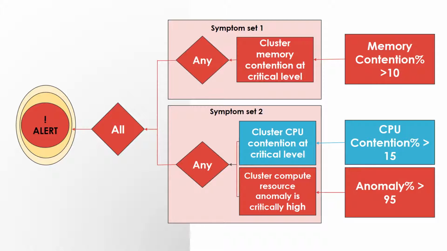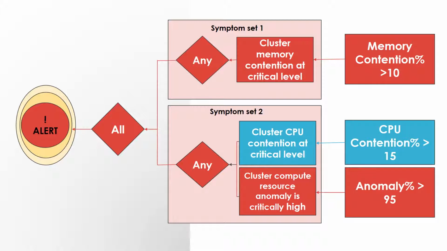There are two symptom sets. Symptom set 1 contains the symptom cluster memory contention at critical level, and symptom set 2 contains two symptoms which are cluster CPU contention at critical level and cluster compute resource anomaly is critically high. In this example, we can see that memory contention percent is greater than 10 is evaluating to be true, which is causing the symptom to be triggered. The second symptom, which is cluster CPU contention at critical level, is evaluating to be false because the condition associated with it is false. The third symptom, which is cluster compute resource anomaly is critically high, is evaluating to be true because the condition corresponding to it is evaluating to be true.